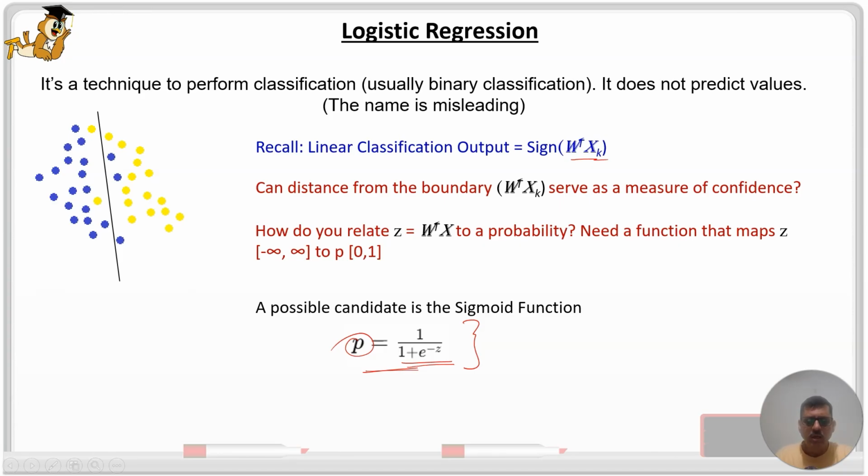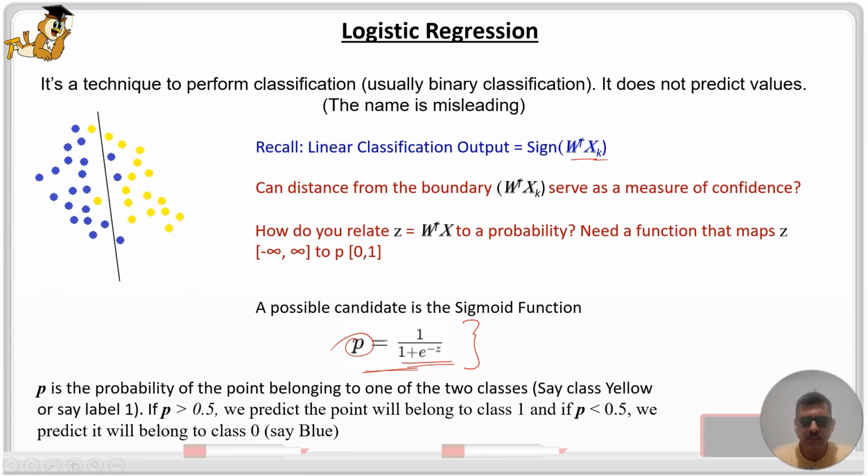Now, note one thing, very important to understand. Here P is the probability of the point belonging to one of the two classes, say the yellow class. Let us say z becomes positive in this direction, and more and more negative in this direction. P is the probability of the point belonging to the yellow class, which I am going to arbitrarily assign the label 1, and the blue class I am going to assign the label 0. So label 1 is the yellow class where z becomes more and more positive, and the blue class has label 0 where z becomes more and more negative.